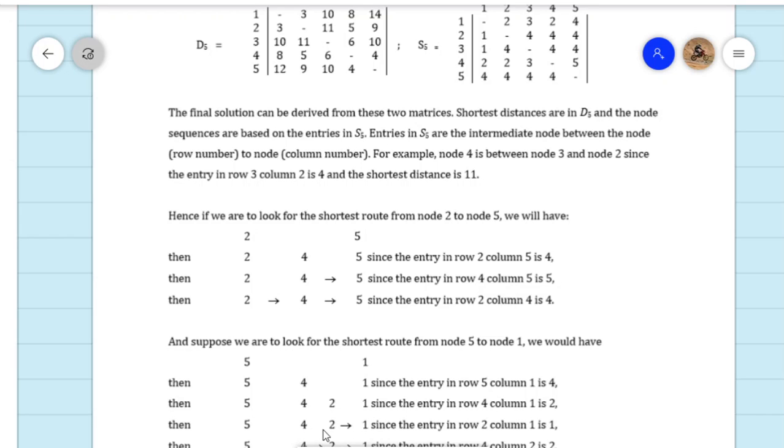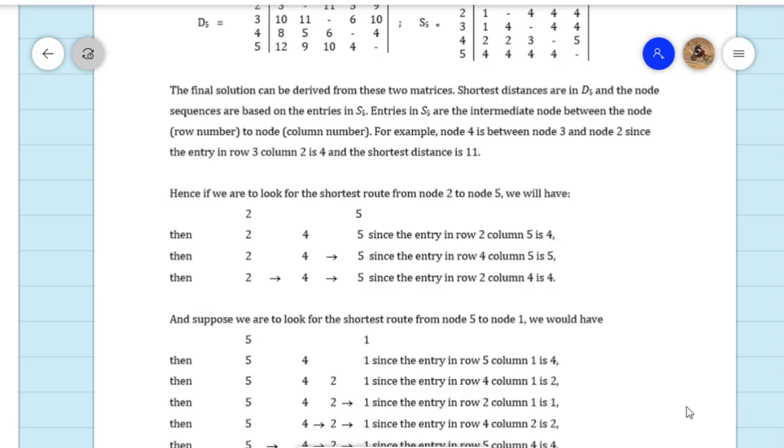Next, determine the entry between 4 and 2. Between 4 and 2, so that will be row 4, column 2. That is 2. So we move directly from 4 to 2 because the intermediate node there is 2. So there are already arrows here indicating the parts of the route.